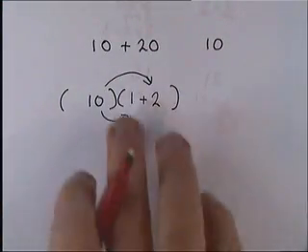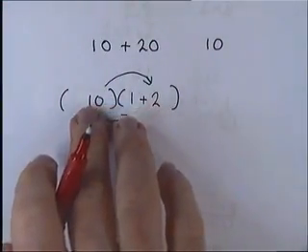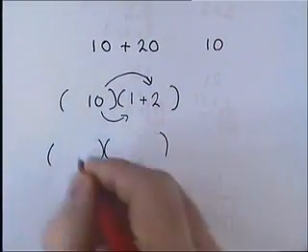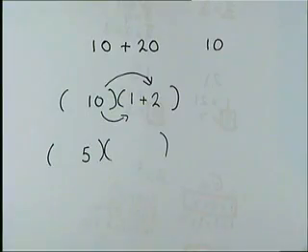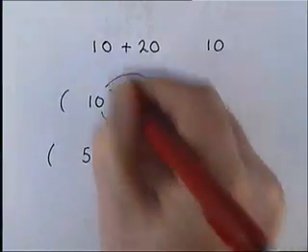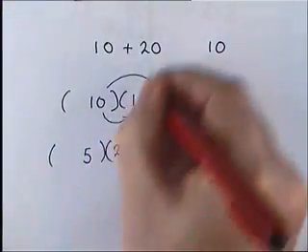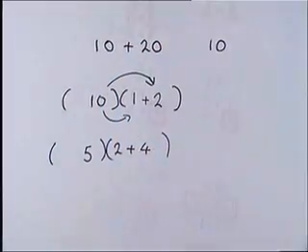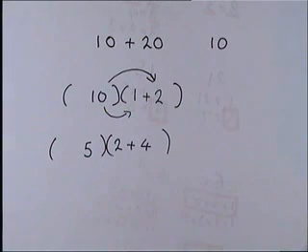Okay, so we put the highest common factor outside the brackets, or inside this first bracket. We can do the same if we put 5 there. Now 5 times by 2 makes 10, and 5 times by positive 4 makes positive 20, and you'll see we get the same idea.